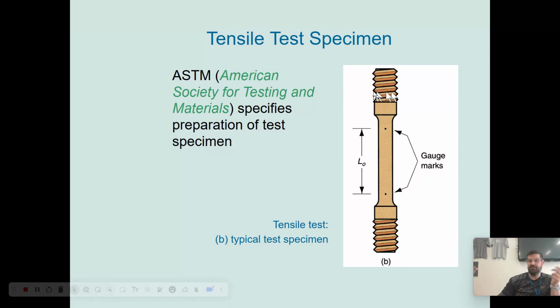The specimen itself looks like this. It's got little threads at the top, little threads at the bottom, and that allows you to screw it into a machine so that when you pull on it, it's held in place. And what you're really measuring is what happens to the length of the material from here to here. There are little lines at the top and lines at the bottom, and what you're really doing is measuring how far those things stretch apart before the material starts to bend and break.